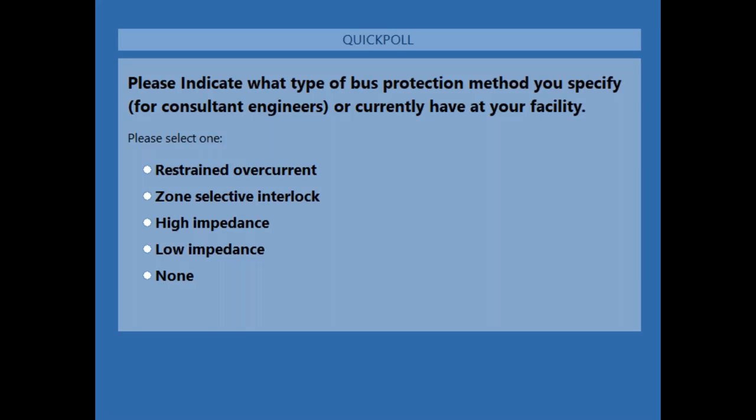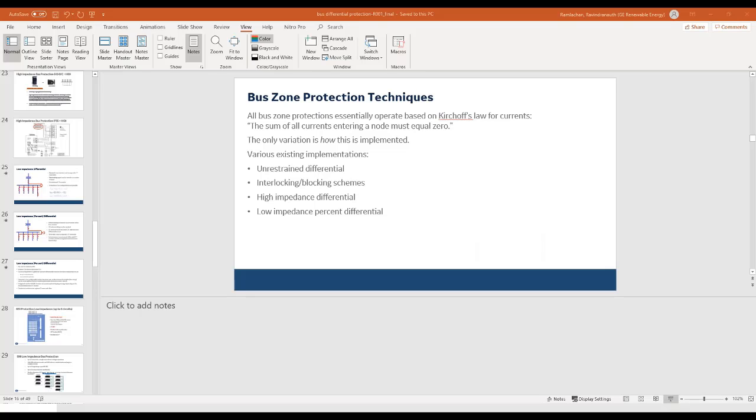So let's talk about the first one. If you've selected the unrestrained differential, or commonly referred to as the overcurrent differential scheme, then you're probably familiar with a lot of these.